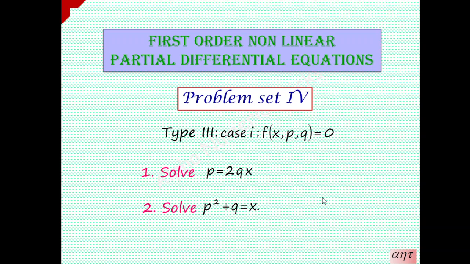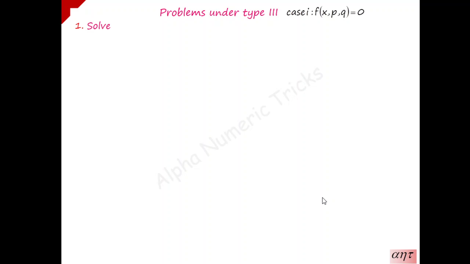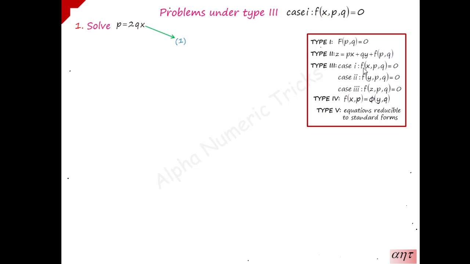Now we will see the first problem. Solve p is equal to 2 into q x. Here in this problem, p is there, q is there, and x alone is present. These variables alone are present. So your problem is of the type f of x comma p comma q is equal to 0.